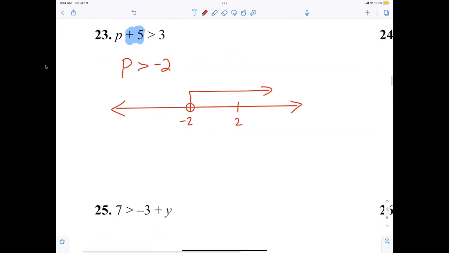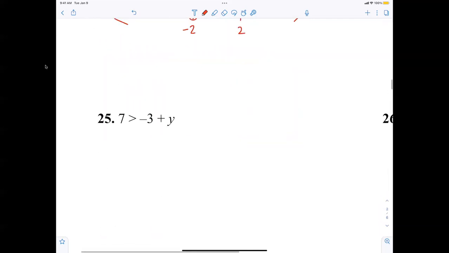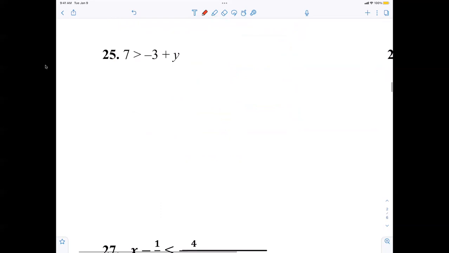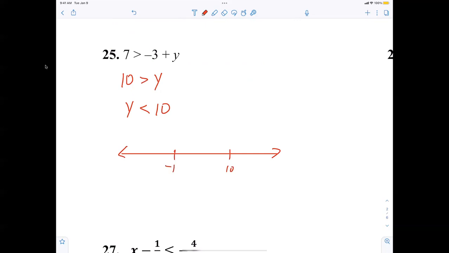All right, Jacob, 25. I'm finished writing now. Yep, it's okay. So first we would add 3 to the 7, and we're getting 10 is greater than y. Then you have to flip it around: y is less than 10. Amazing. And then you make your number line, and you get 10 and then -10. And since it's less than, you'll make it 10 pointing to the left.